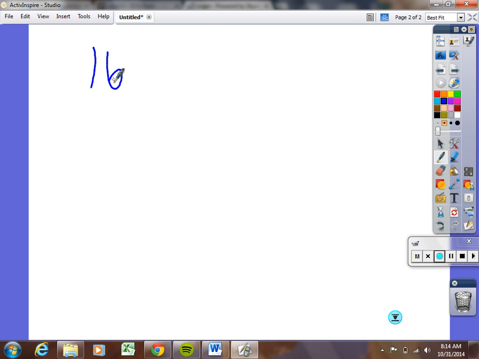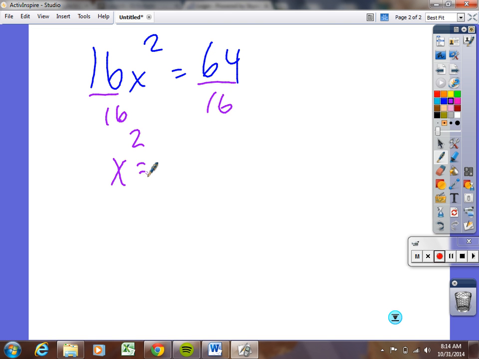What if I had 16x squared equals 64? Can I take the square root right now? No. Why? Because it's not by itself yet, right? X squared is not by itself. Does that make sense to you? Okay, so I am going to go ahead and do it. It says times by 16. So how do I get rid of a times by 16? Divide it. 4. Right? Are we okay there?